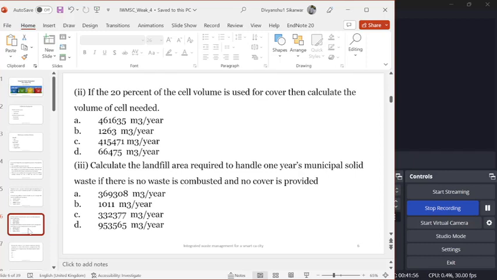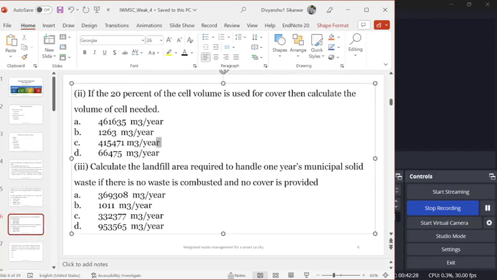then what we have to do is take the volume which we calculated in the previous question, which is around 332,377.7 meter cube per year, and divide it by 0.8, which represents that there is only 80% of the volume. So the new value we get is 415,472 meter cube per year, which is the C option. C option is the correct answer for this question.